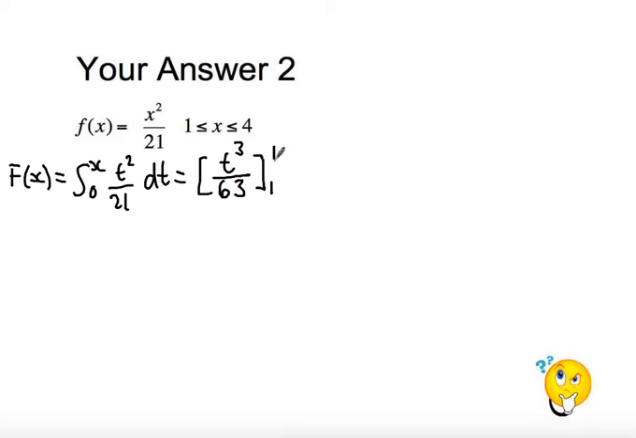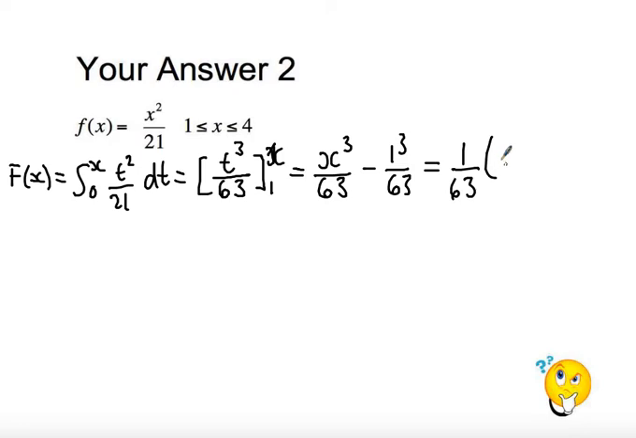We're going to integrate that between 1 and x, sorry, force of habit there. So when I integrate this, I get x cubed over 63 minus 1 cubed over 63, which of course is 1 over 63. So this can be simplified to 1 over 63 times x cubed minus 1. And so f of x is equal to 1 over 63 times x cubed minus 1.